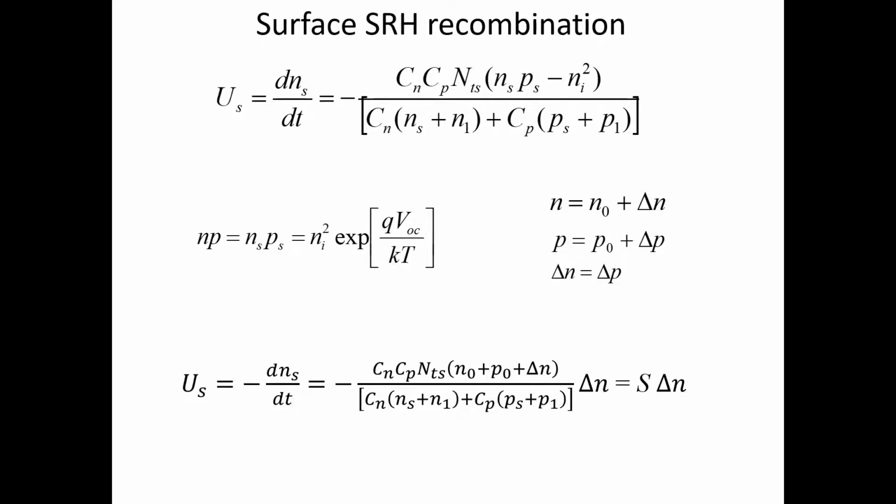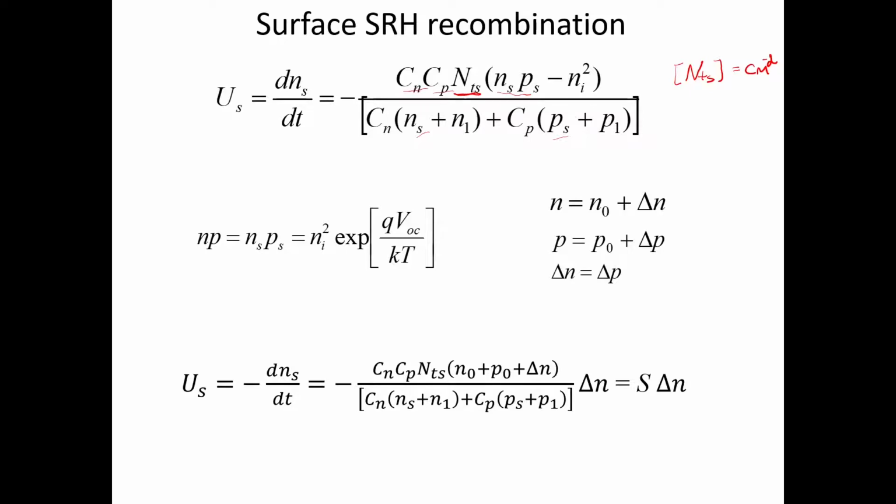First of all, we need to underline that this is net recombination rate per unit time per unit surface, not unit volume, because this is surface recombination, and that's why we deal here, instead of bulk concentration of traps, with surface concentration of traps. So we have units for NTS as centimeter to the minus two. Here we also operate with surface total charge carrier concentration for electrons and holes, and respective capture coefficients for electrons and holes.